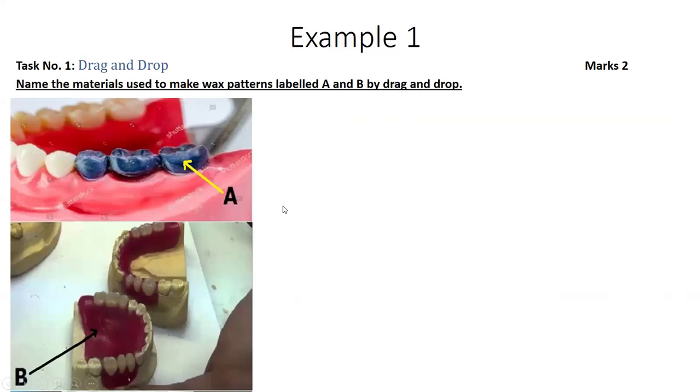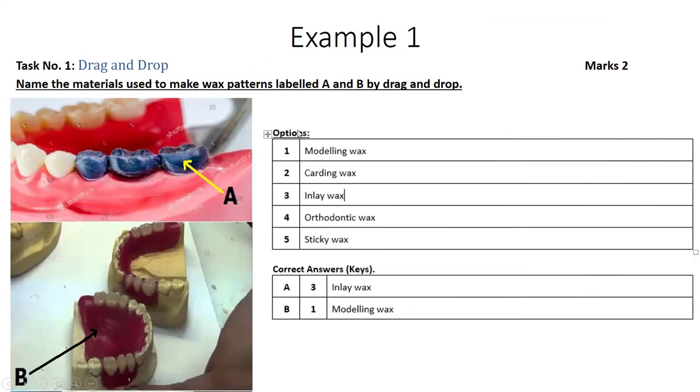For example, here is a picture and you have mentioned: identify A and identify B. Name the material used to make wax pattern labeled A, B by drag and drop. The options you will give will be more than 2, which is 5. That is almost double, or you can mention 5. If you are asking 2, then you can mention 5. If you're asking 4, you should mention 8. So this is how you have to give the answer, and you have to put the key: in front of A is 3, and in front of B is 1.